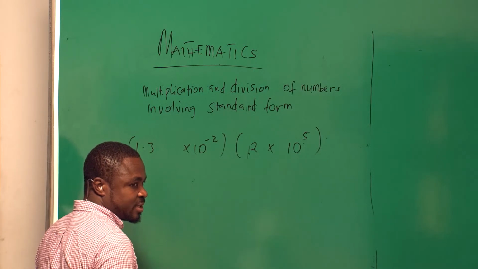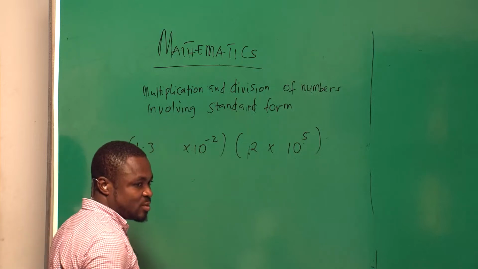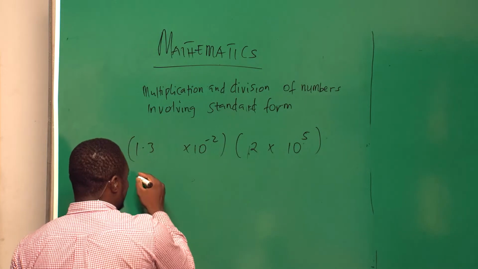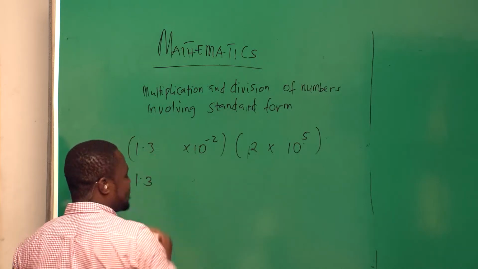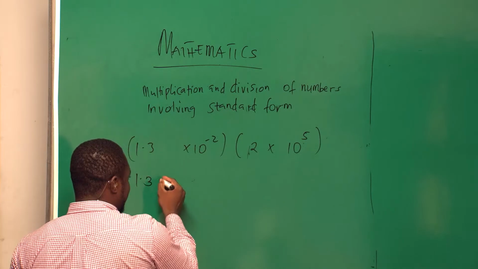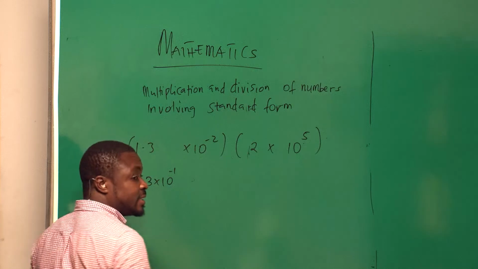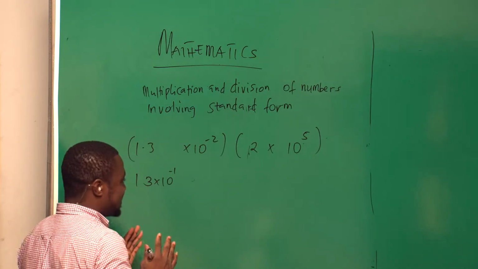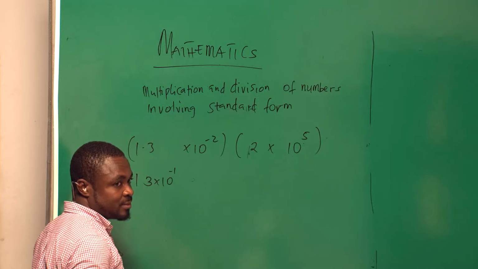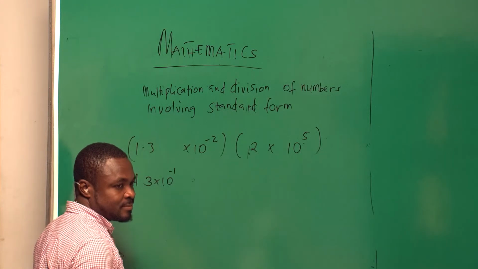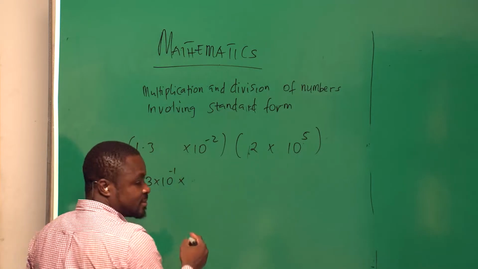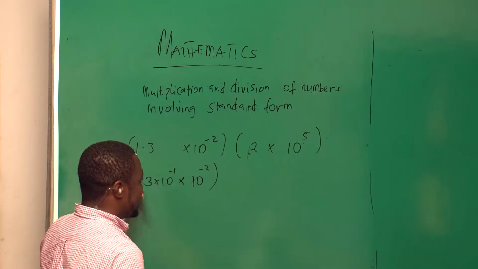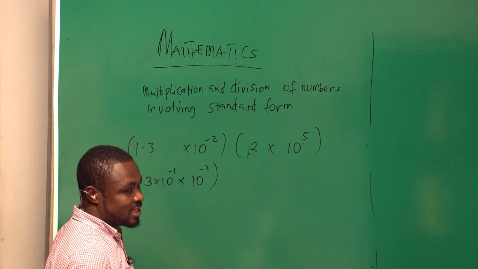So Monira, if I'm moving to the right, will it be negative or positive? Negative. It will be negative. So I end up with 1.3 times 10 exponent what? Negative 1. The point will not come again. So it will become 13 times 10 exponent negative 1 if I move the point to the right. Then times what? Times 10 exponent negative 2. You can rewrite this one as what we have in the next step.